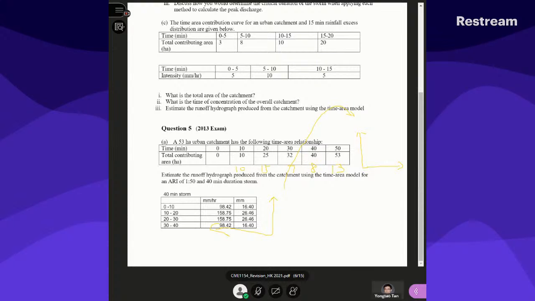Use the method in the examples to move the rainfall intensity hydrograph above the time area histogram, step by step. So you clearly know which area is contributing to the runoff, and also the rainfall intensity on each area. Okay. Let me see the solutions.